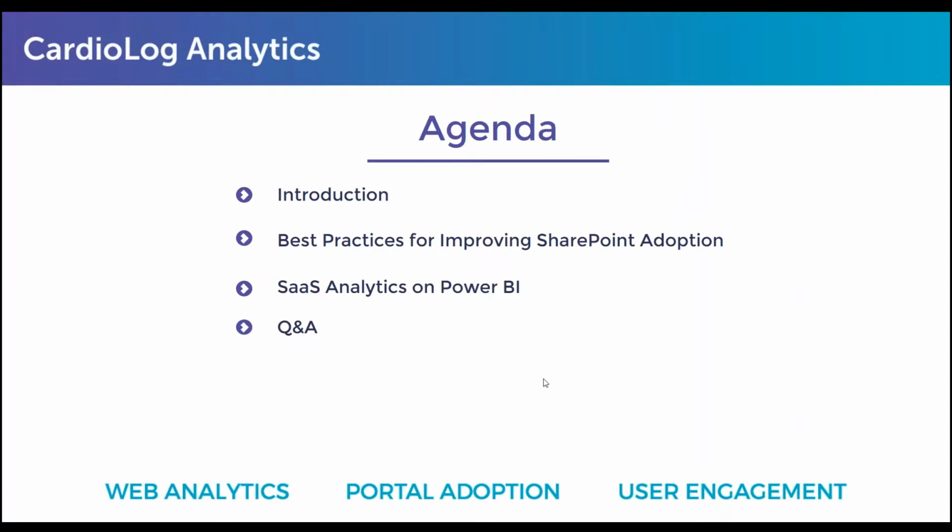In regards to today's agenda, we'll start out with a very short introduction. We'll talk a bit about Intlock and who we are and what we do. Then we'll jump into a presentation with some of the best tips and metrics you can use to monitor your SharePoint and Office 365 adoption and usage. We'll also introduce a bit of our new product, Cardiologue SaaS. And at the end, time permitting, we will be taking a Q&A. So you can send your questions in throughout the course of the presentation, and hopefully we'll be able to get to them towards the end.